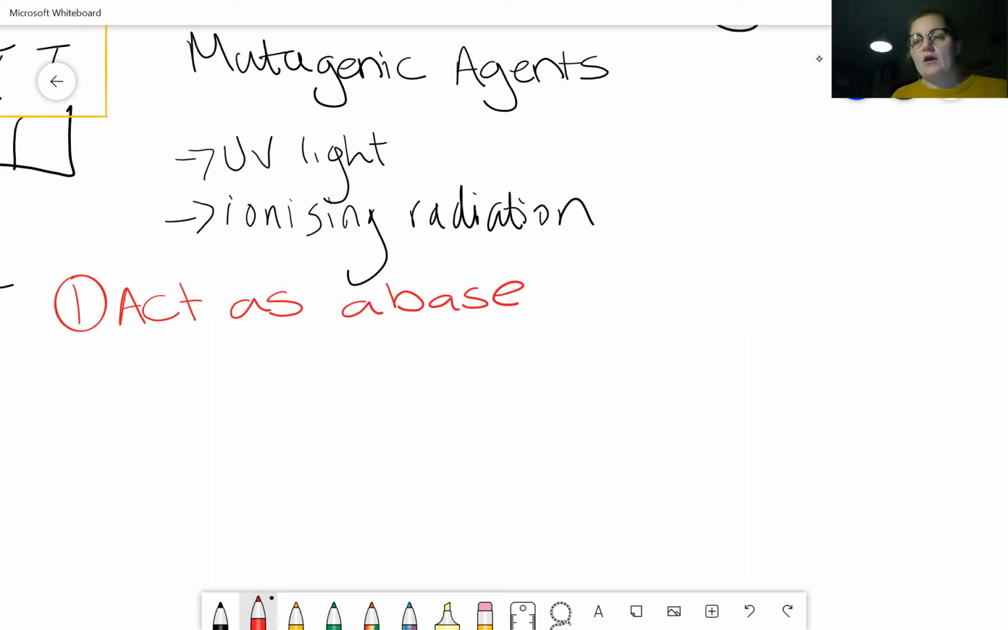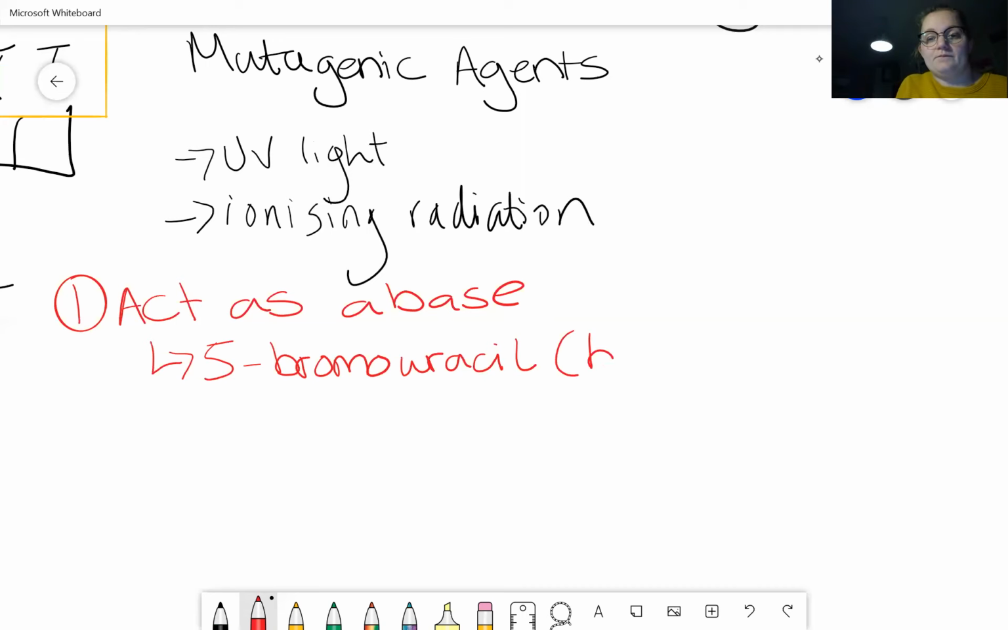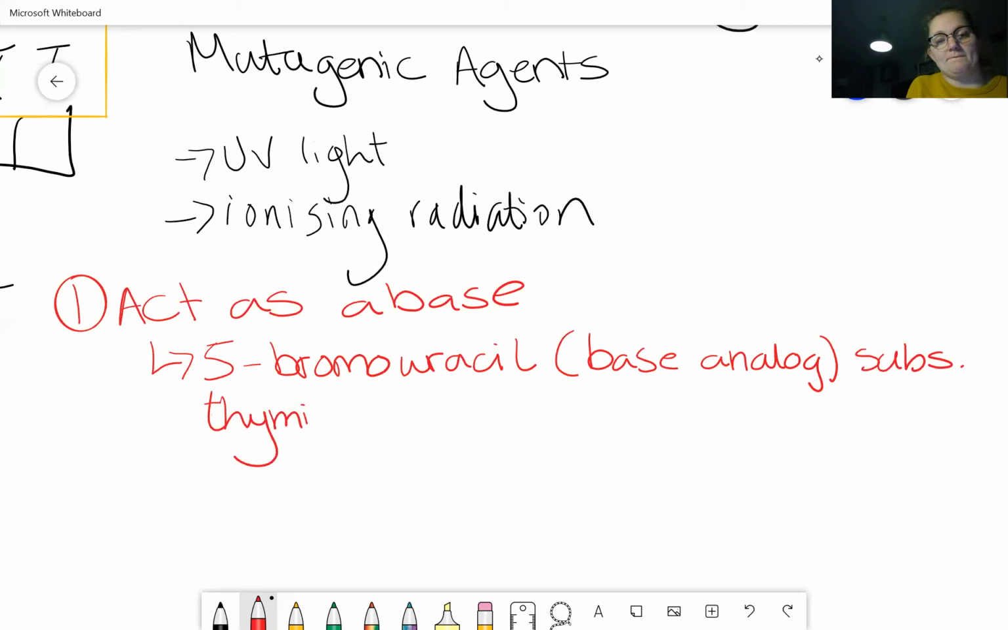So what do we mean by that? Chemicals that we call base analogues can substitute for a base during DNA replication, and they change the base sequence in the DNA. So this is what we mean by them acting as a base. For example, 5-bromouracil is a base analog, and it can substitute for thymine. This would cause a substitution mutation in the new DNA. So it substitutes one for the other.